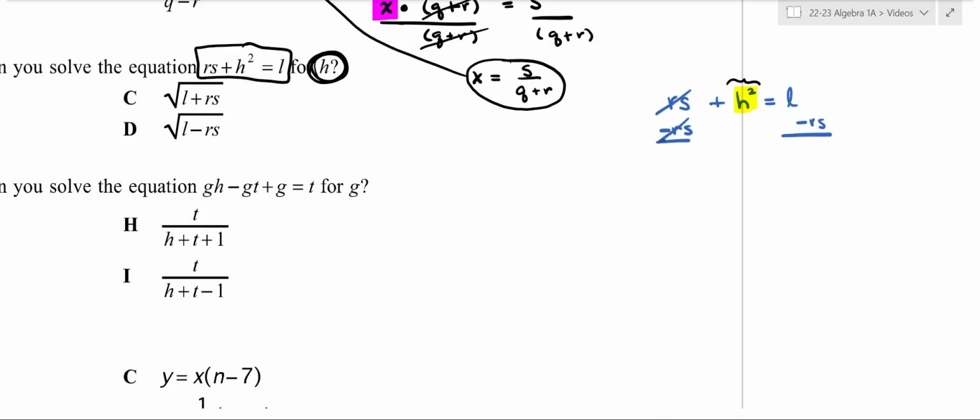All right, so these cancel because they're additive inverses. We have h squared equals, and these right here, they're not like terms, so we can't combine them. So we have to keep them separate. And so this is h squared. What's the opposite of squaring? All right, so the opposite of squaring is taking square roots.